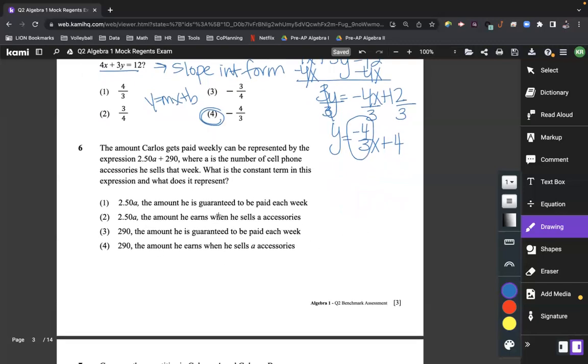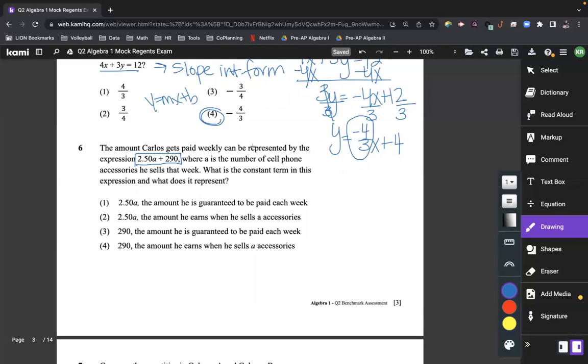Number 6 is a lot like that quarter one benchmark misconceptions Delta Math that you guys were giving us a hard time about. You have to know how to interpret word problems. And I feel like if a lot more of you guys took that Delta Math seriously, you would have gotten this correct. So it's very important to know how to break up an expression. So let's look at the context.